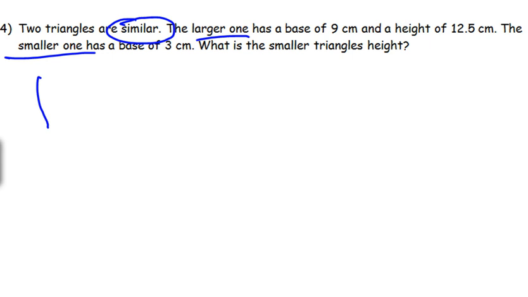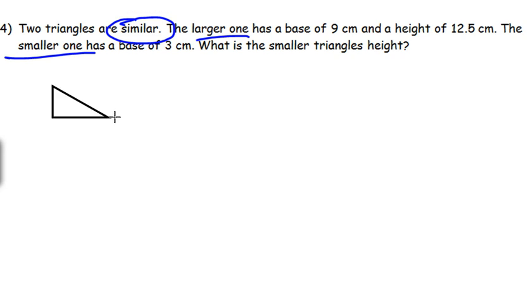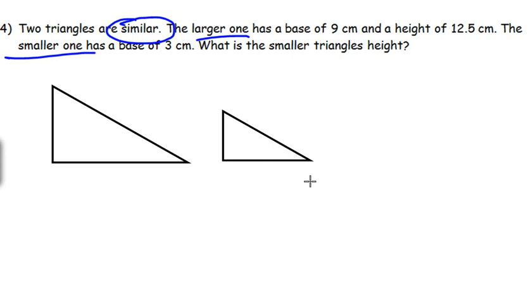Alright, so we need two triangles. And they should be similar, so same shape but different size. Say the larger one has a base of 9 and a height of 12.5. So our picture isn't the most accurate, but that's okay. The smaller one has a base of 3. What is the smaller one's height?